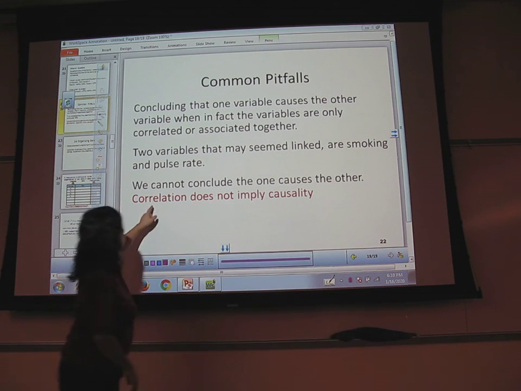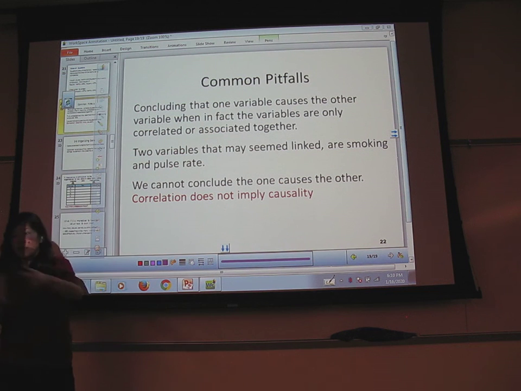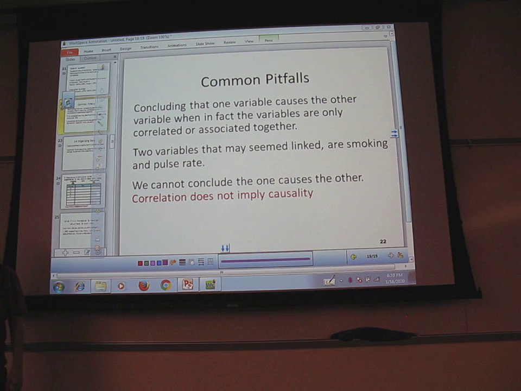If you don't do an experiment, you can't conclude from correlation, from things that go together, that one causes the other one. You don't know which causes which. You don't know that smoking causes a higher heart rate. Maybe people who happen to have a higher heart rate happen to be more nervous or more stressed out, and so because of that, they tend to smoke more. Maybe it goes the other way around. You don't know. It's the biggest pitfall.